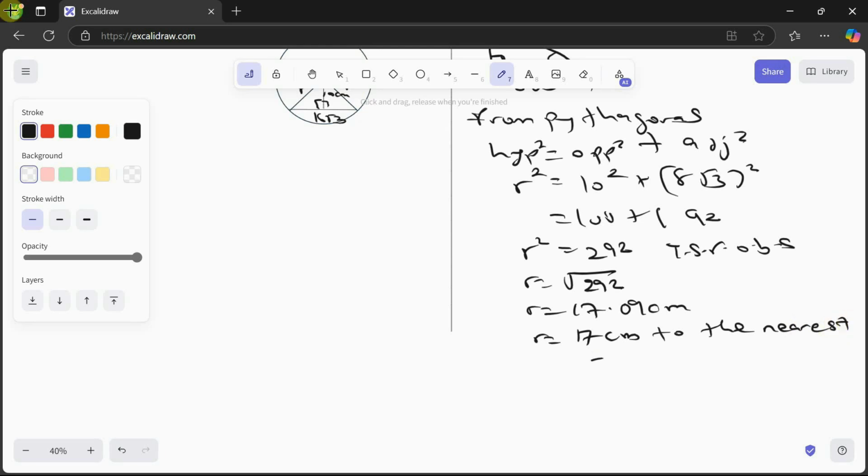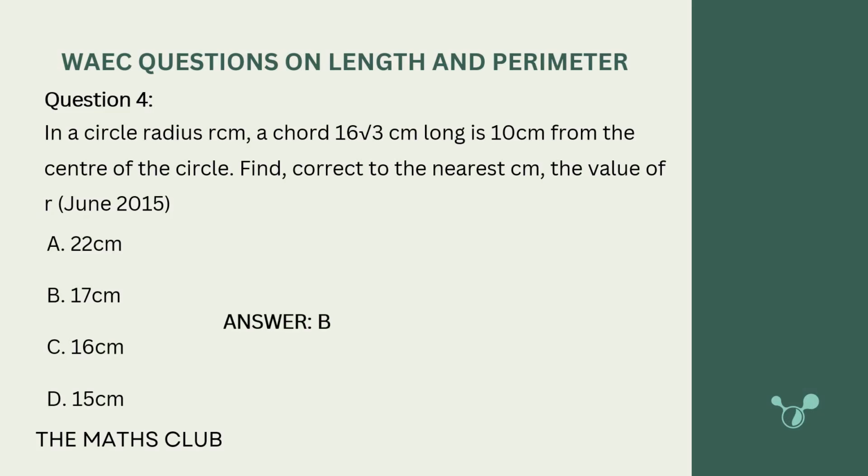Nearest centimeter is like saying nearest whole number. Let's see if we're correct. That will be option B.